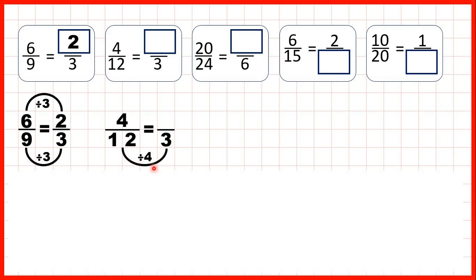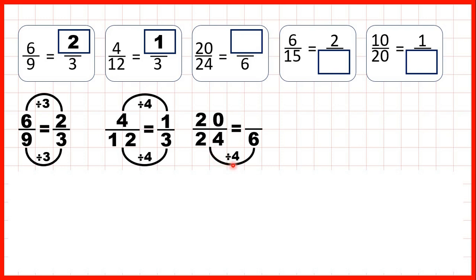12 divided by 4 is 3, because 3 times 4 is 12, and again, what we do to the denominator, we need to do to the numerator as well, and 4 divided by 4 is 1. So 4/12 is equivalent or the same as 1/3. Now we have 20 over 24, and we need to find an equivalent fraction which has a denominator of 6.